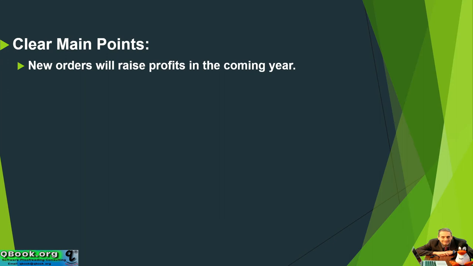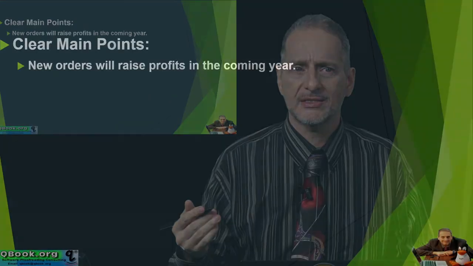Here's an example. New orders will raise profits in the coming year. Why is this a clear main point? Well, because it has a very easy to see subject, new orders. And what will they do? Raise profits. And when will they do it? The coming year. Nice, short, easy to understand. If you said this at the beginning of the presentation, everyone will know that your presentation is going to explain this. It's going to show why this is true. It's going to talk about the new orders. So that makes sense.